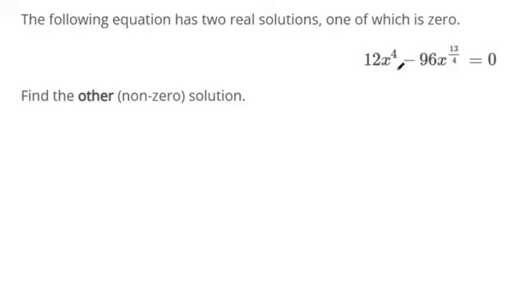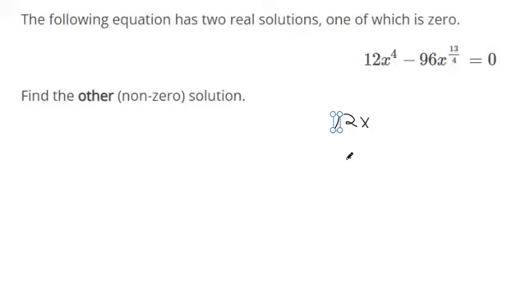Okay, so if we want to solve this equation for x, what we could do is factor out the greatest common factor from both of these terms. And that might be hard to see at first because one's to an integer power, one's to a fraction. So let's turn this in terms of a fraction with the denominator 4.